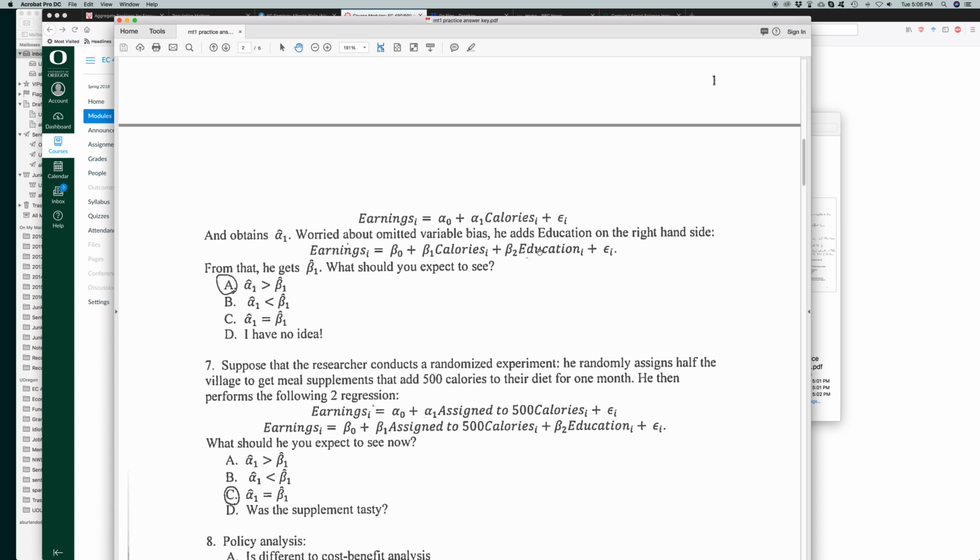Remember that when you have omitted variable bias, it's all about how the omitted variable is related to the explanatory variable and to the outcome variable. In this case, we expect that education is positively correlated with calorie intake, and it is positively correlated with earnings. Because of this, we would expect that alpha 1 is biased upwards relative to beta 1. So we would expect that alpha hat 1 is greater than beta hat 1.